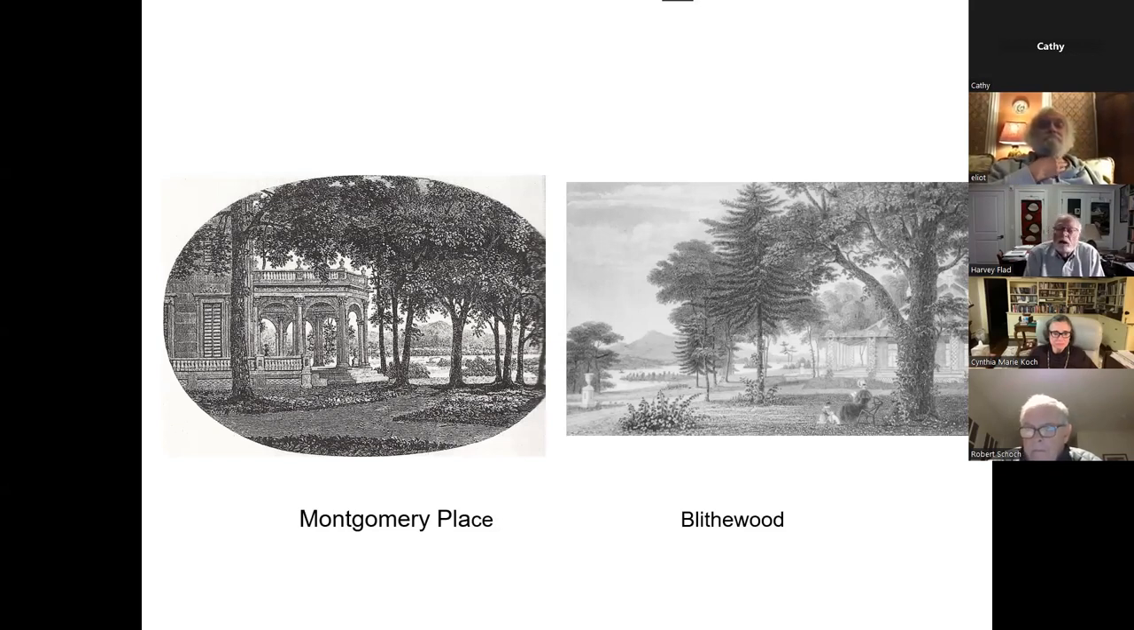Clermont, for example, was the home of the Livingston family, but all the properties to the south of and north of Clermont also were held by the Livingston heirs. And by the 1830s and 40s, some of these estates were really quite extraordinary. And Downing, in his travels, went to both Montgomery Place and Blythewood.